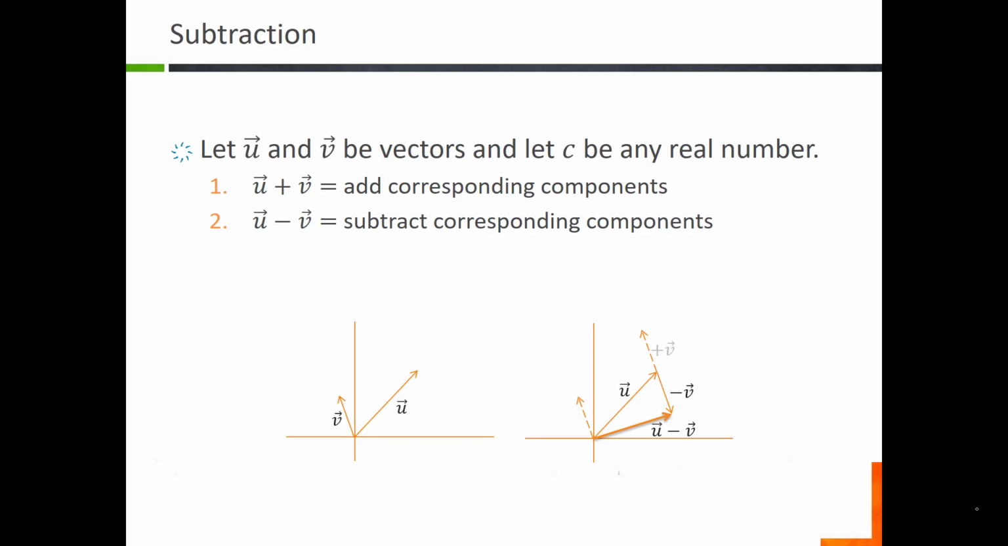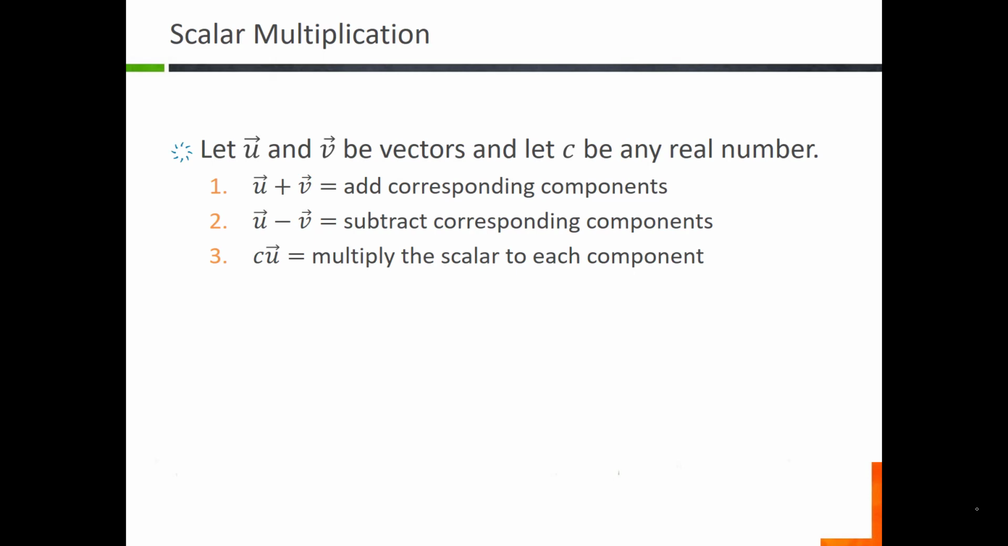So that's addition and subtraction. The third option is multiplying by a scalar. Let's say c is some number. If we want to multiply c times vector u, we're just going to multiply each component of the vector. You take that number out front and multiply it by the x component, and then multiply it also by the y component.